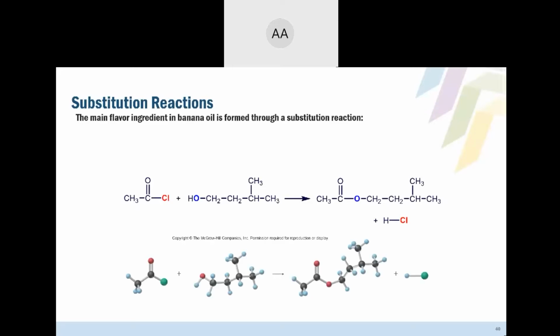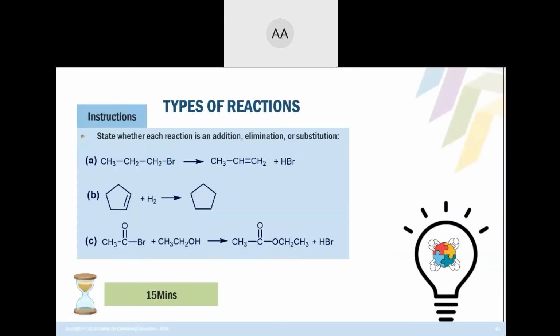Again, ball and stick makes a very good use of applying knowledge in the classroom for cycle 3 students. So, an activity for you. We'll take 15 to 20 minutes to do this one. What you need to do is take each example A, B, and C and state whether each reaction is an addition, elimination, or substitution. I'll give you 15 to 20 minutes to do this.